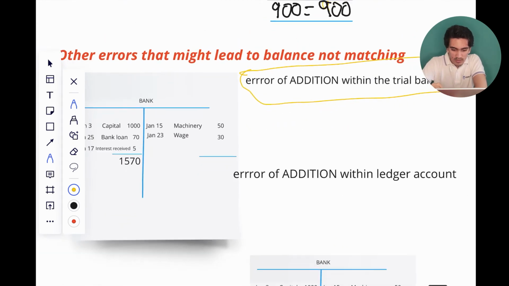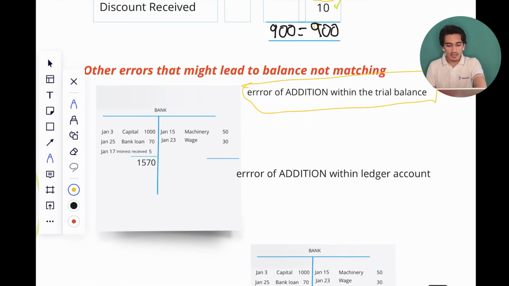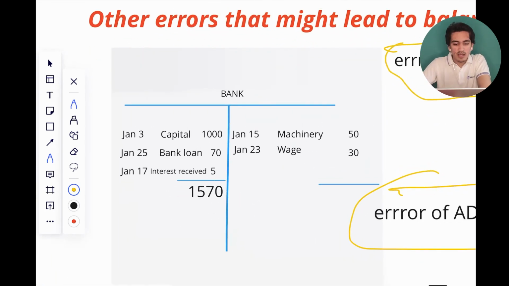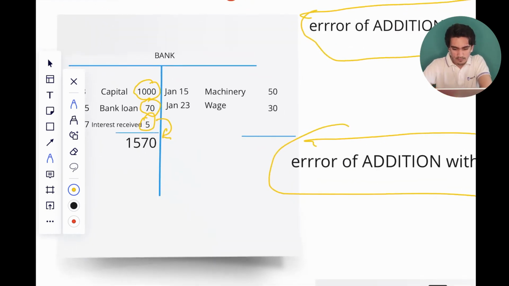Then another kind of error is again an error of addition but within the ledger accounts. So over here in my bank account, let's take that as an example. When I had 1000 plus 70 plus 5, I added it to 1570, which is incorrect. It should have been 1075. So that is an error of addition in our ledger accounts.